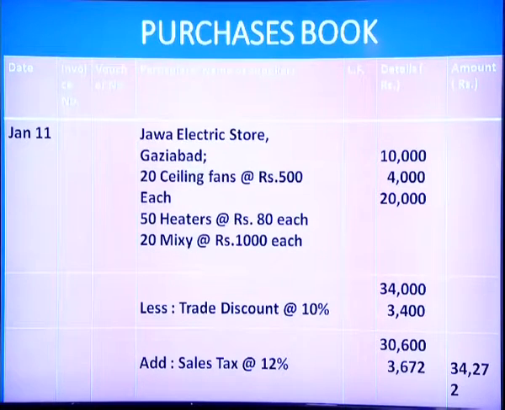From this amount only you have to calculate the tax, and that will be added. So 30,600 into 12 by 100 will give you 3,672, and 30,600 plus 3,672 will give you 34,272.